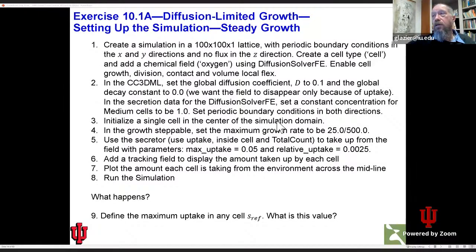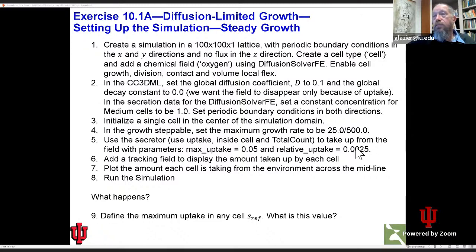And then we're going to set the global diffusion constant. Here I've said 0.1 instead of 20 in the other one. We won't have any global decay. And we can set the constant concentration of medium cells to be 1. We can scale it to be any number that we choose, as long as we keep consistent. Start with a single cell in the middle of the simulation, and I set the maximum growth rate to be 25 over 500, so the cells would double in volume every 500 Monte Carlo steps. To begin with, we're not going to have cell division.